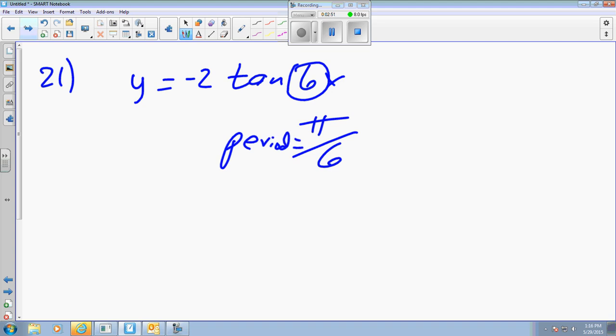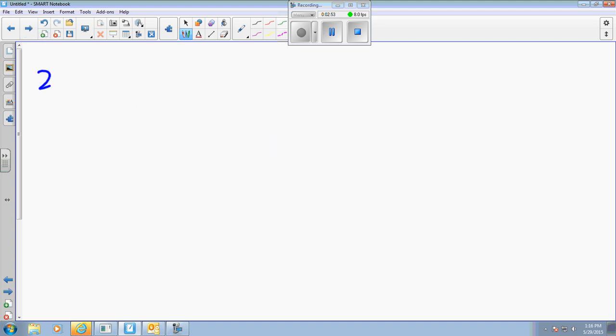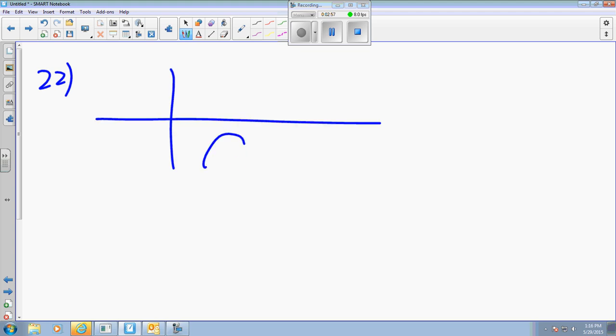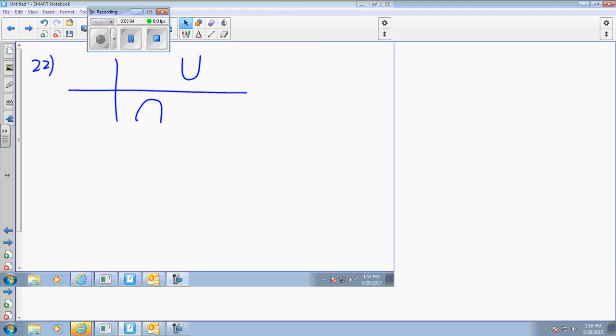For 22, they give us a graph that looks like this, and they ask us what kind of graph would make that. So we're looking for which kind of function would fit this graph. Well, there's two options. Option A, I have a negative sine graph that would look kind of like this, in which case this thing would be a cosecant graph.